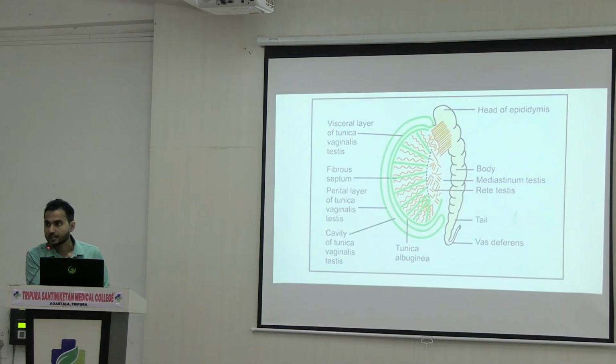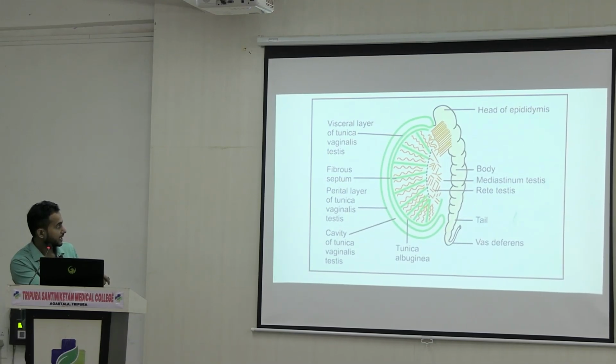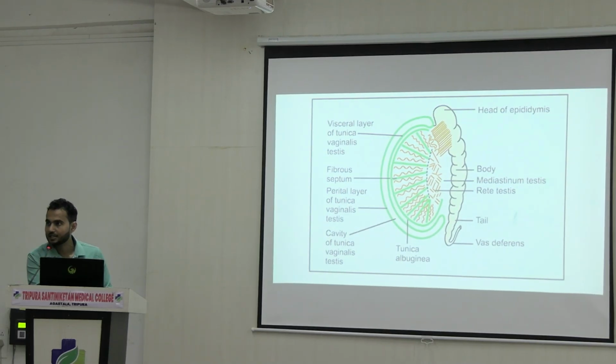As you can see in this diagram, can you see the mediastinum testis? This is the mediastinum testis. After that, these are the lobules. Inside the lobules, I hope you can see the seminiferous tubules, highly coiled.